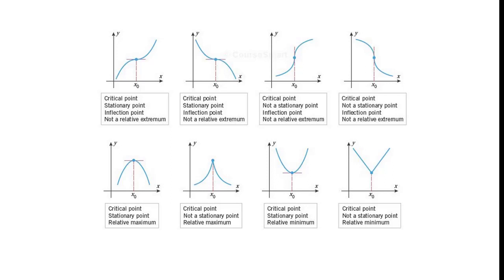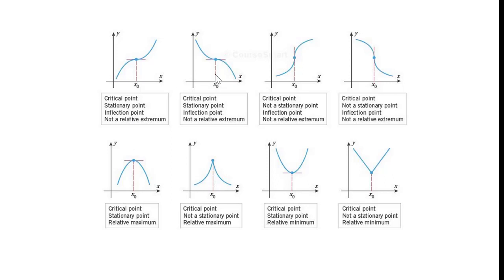Next, we'll look at some possibilities, some different shapes for graphs. Here at x naught in all of these pictures, we have a critical point. In this first one, you're increasing, flattening out, but after you flatten out, you continue to increase. So you do have a critical point, and it's a stationary point because you flattened out. It's an inflection point because you can see that the graph on the left is concave down and on the right is concave up, but it's not a relative extremum.